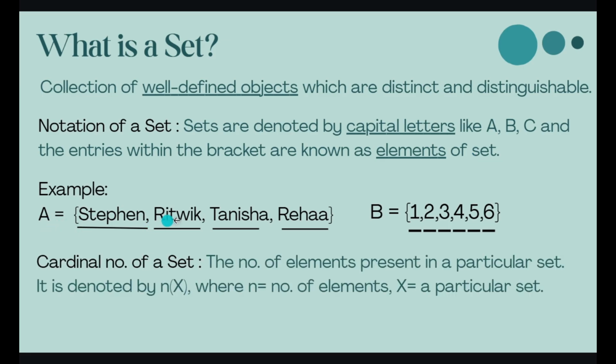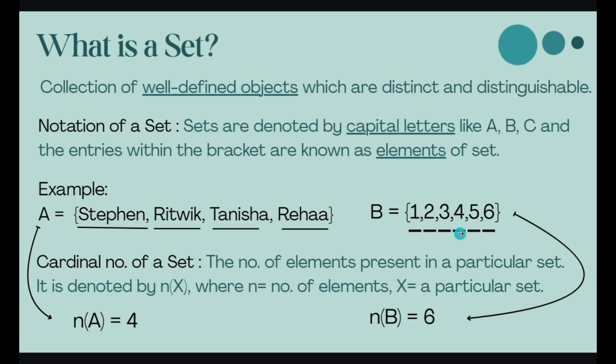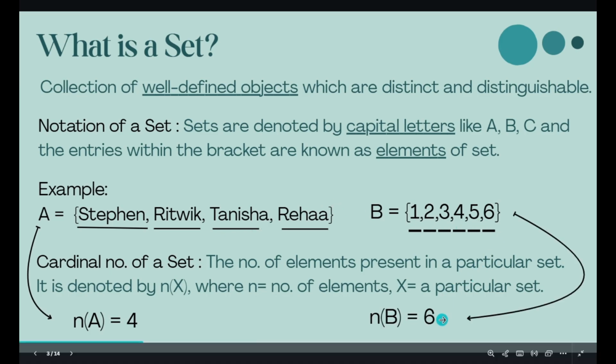Cardinal number of a set, which means the number of elements present in a particular set. It is denoted by n(X), the number of elements in set X, where n equals number of elements and X equals a particular set. For this example, the number of elements in set A is 4, and for this example, the number of elements in set B is 6.